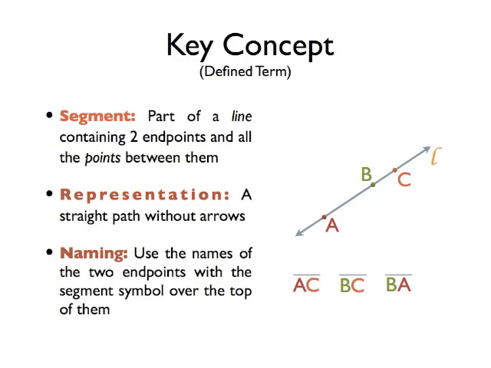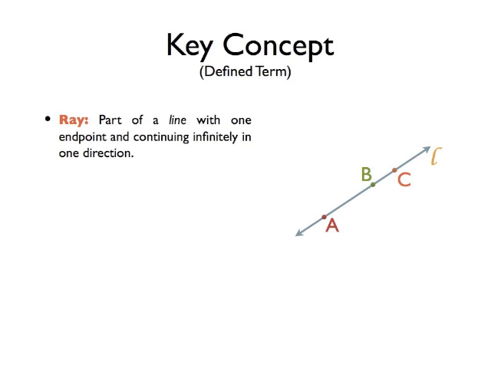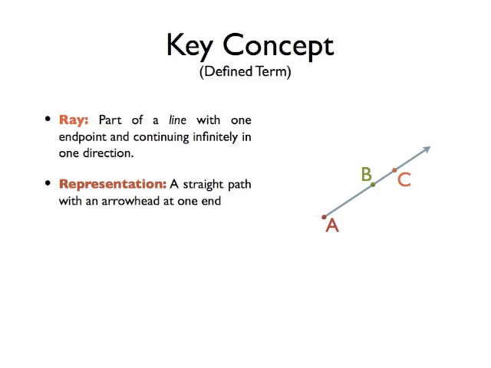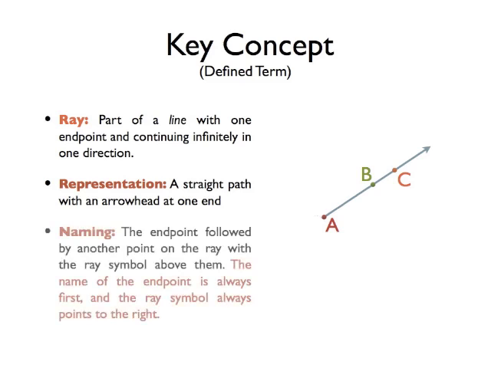Our next term is ray. Basically, it's half of a line. Formally, it is part of a line with one endpoint and continuing infinitely in one direction. It's represented by a straight path with an arrowhead at one end. We name a ray starting with its endpoint followed by any other point on the ray, and we put the ray symbol above them. So in our figure, we have ray AC.